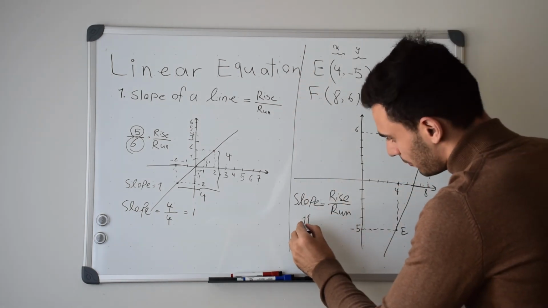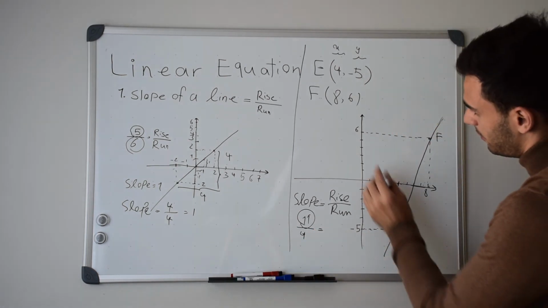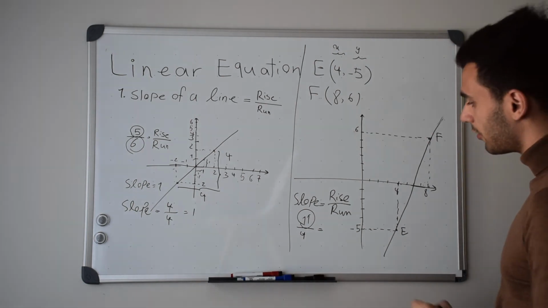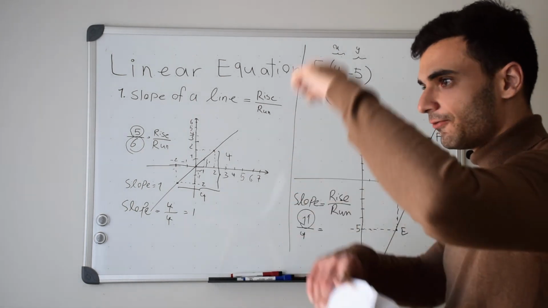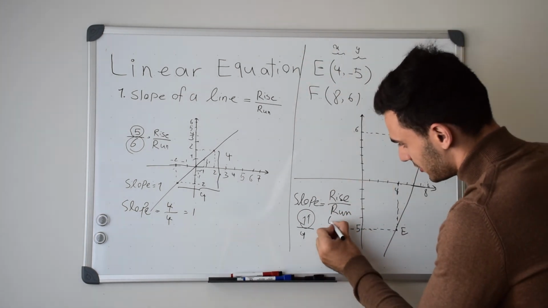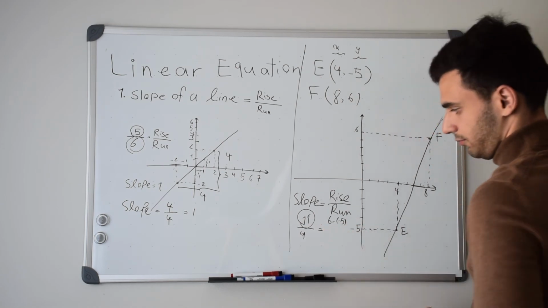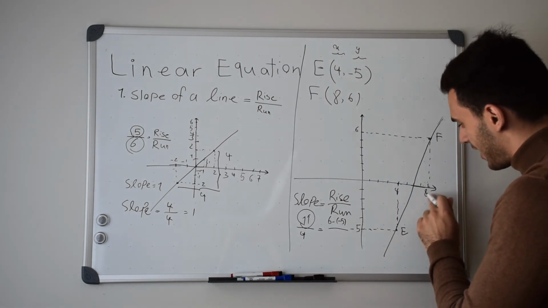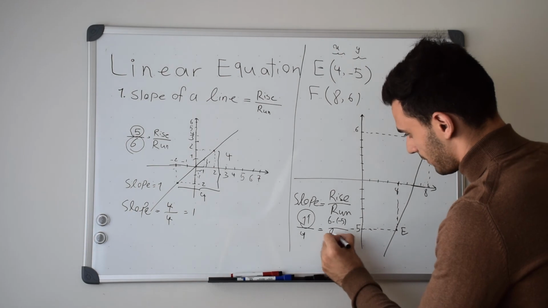Where did this 11 come from? It came from 6 minus -5. Is that correct? Because we know it goes from -5 to 6. So what's the difference between these two numbers? So that's how we can find the difference. 6 minus -5. And where did the 4 come from? It was 8 minus 4, right? 8 minus 4.